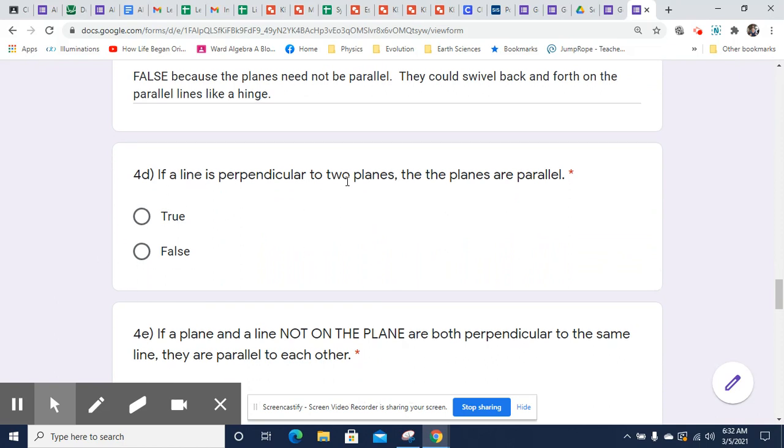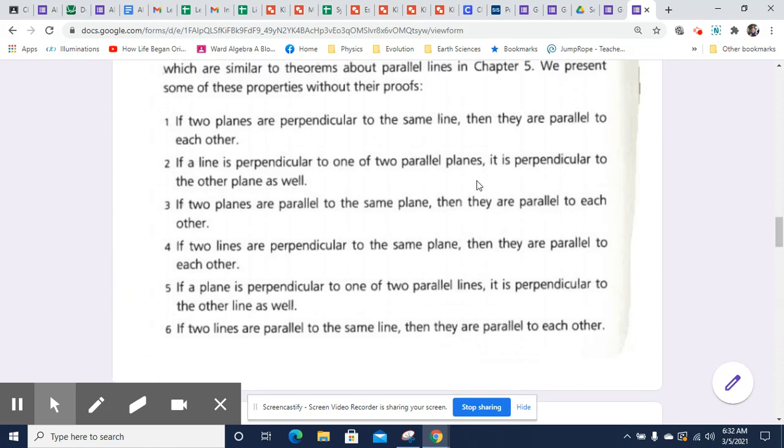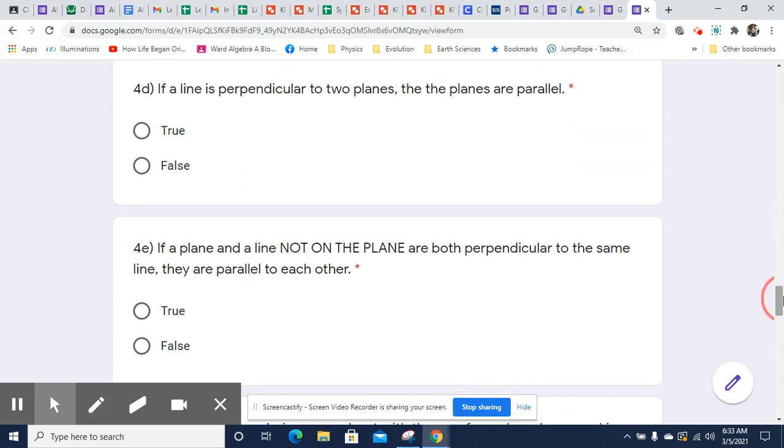If a line is perpendicular to two planes, then the two planes are parallel. Okay, if a line is perpendicular to one of two parallel planes, it is perpendicular to the other one as well. If two planes are perpendicular to the same line, they are parallel to each other. So property 1 is really the one that applies. So you might have to read a couple of these.